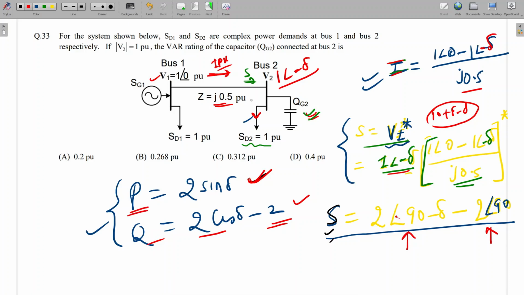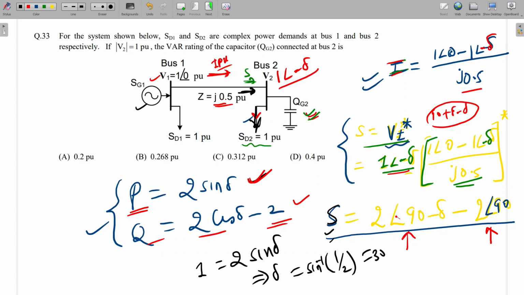Okay. So here, what is the P flowing from 1 to 2? Since the demand here is 1, this real power will come from this one. Because this is a reactive power compensator, it will not supply real power. So all real power will come from this generator. So we can say that 1 is equal to 2 sine del. So what will be the delta value? Delta will be sine inverse 1 by 2. So it will be 30 degree.